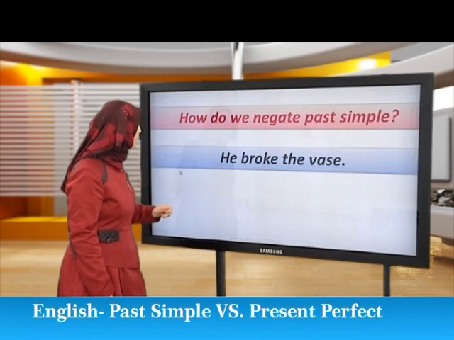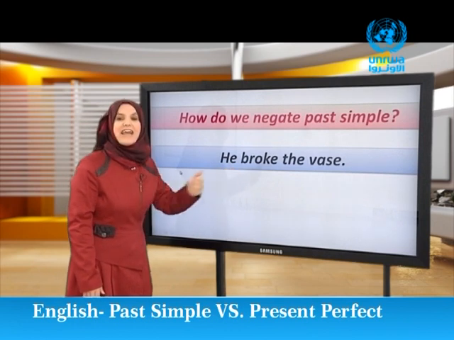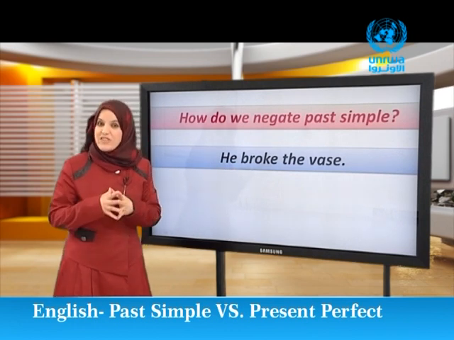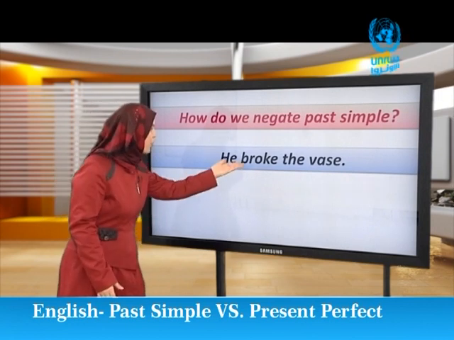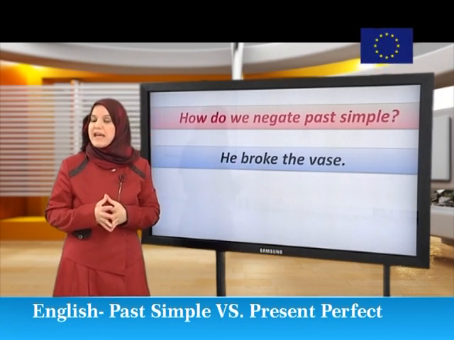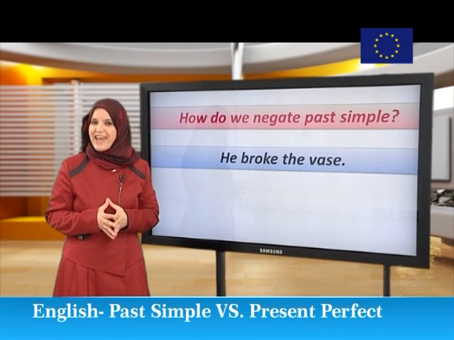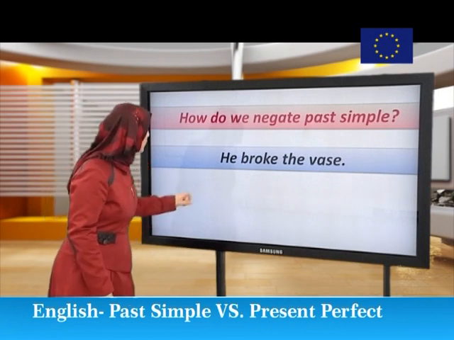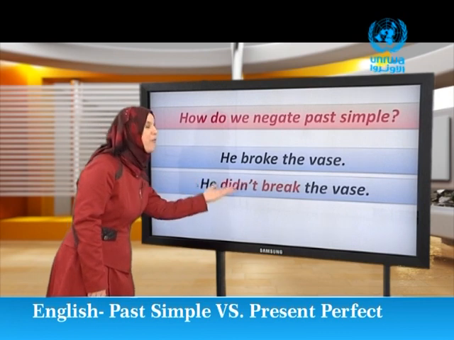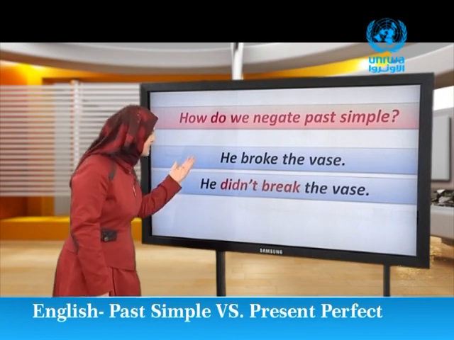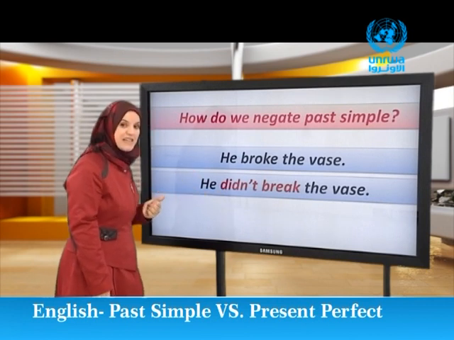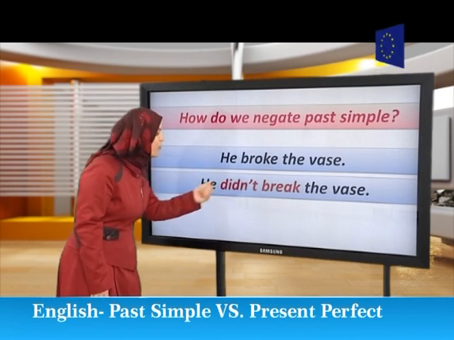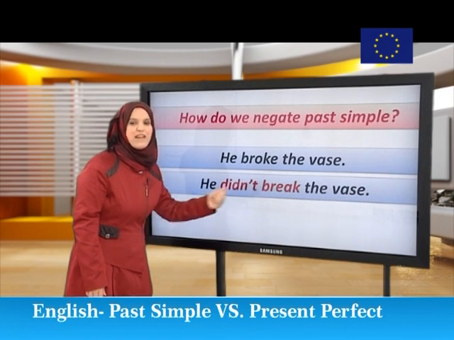Let's see an example. He broke the vase. Can you change this sentence into negative? Remember, the verb broke is in the past simple tense. Try. Good. We say, he didn't break the vase. He didn't break the vase. We use the helping verb did plus not, then the base verb or the infinitive.